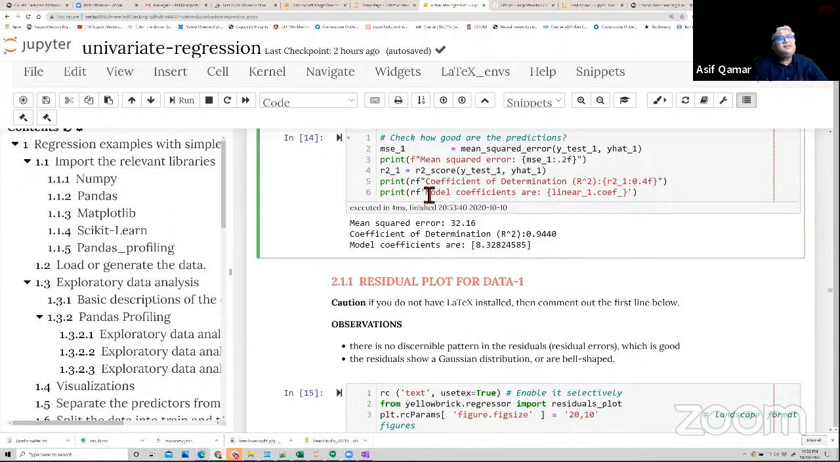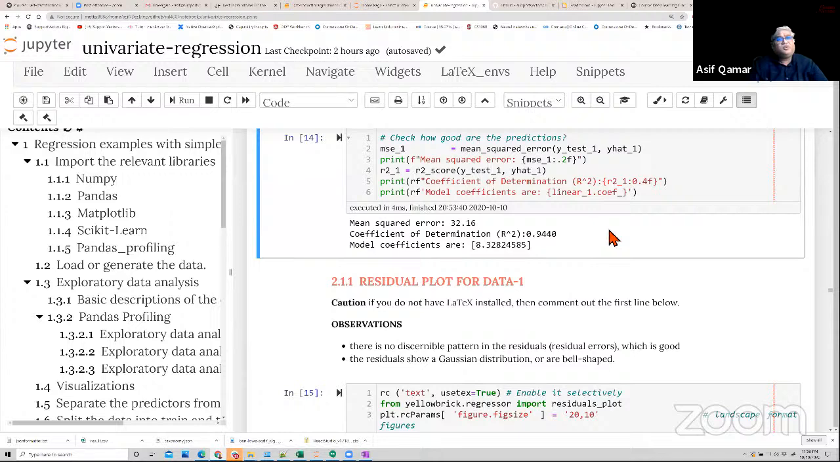So a good algorithm will have low mean squared error. A bad algorithm will have high mean squared error. But the R square is the opposite. Coefficient of determination, the bigger it is, the better. It could be on a scale of minus whatever to 1. It will never exceed 1. It can even be negative.